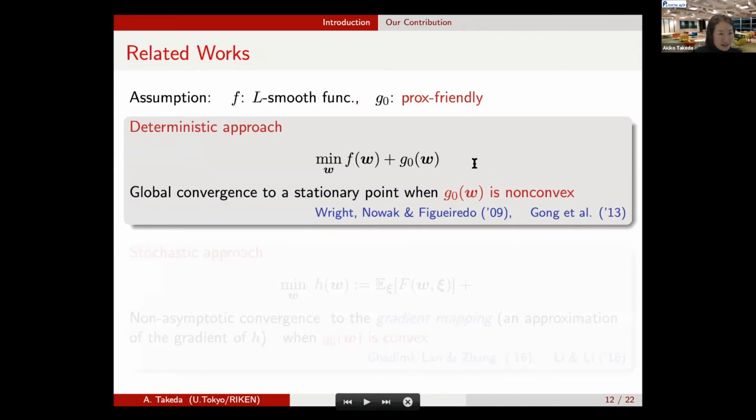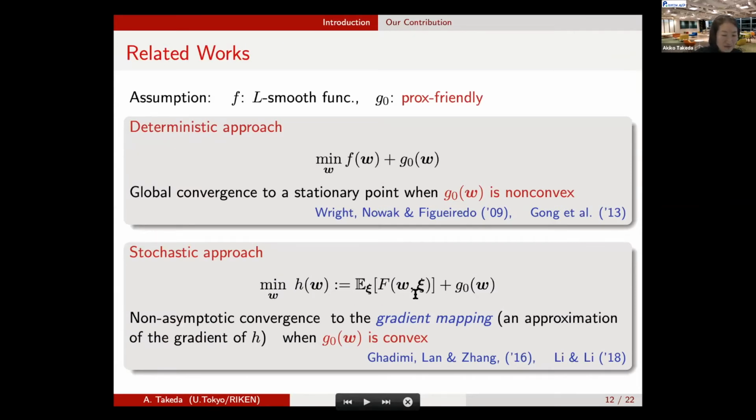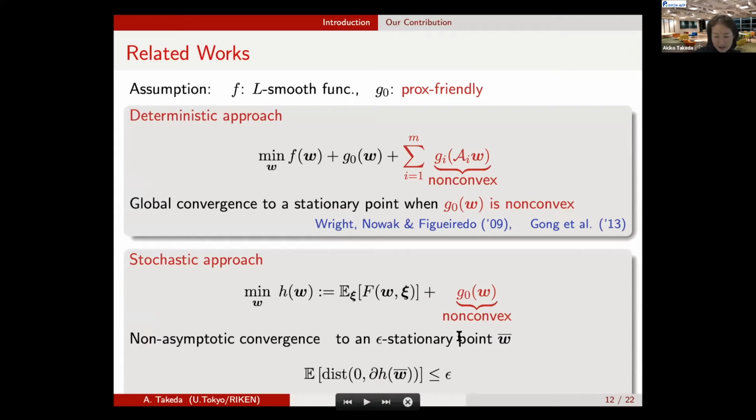Okay, and the related works are like this. So far, these researchers worked on similar problems, but their problem setting assumes G0 is non-convex, and no more terms. In the stochastic case, Xi is a random variable, and the stochastic approach tries to solve the problem expressed as an expectation in terms of Xi. These researchers worked on this problem and provided non-asymptotic convergence to the gradient mapping when G0 is convex. So there is a restriction: G0 is convex, but in our case, non-convex is acceptable. That is the extension from the previous works.